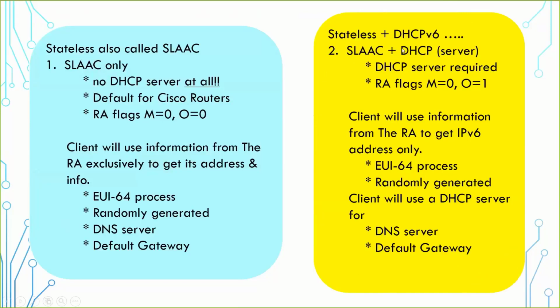If I do stateless plus DHCPv6, that's basically stateless and stateful. I'm blending them. The management flag is still off because the DHCP server isn't managing the IP address, right? The router is. Now the client, since the router is managing the IP address, we still are going to use the EUI64 process to generate the IPv6 address, or my device can randomly generate it. The DHCP server still has a job to do. It just doesn't have the main job.